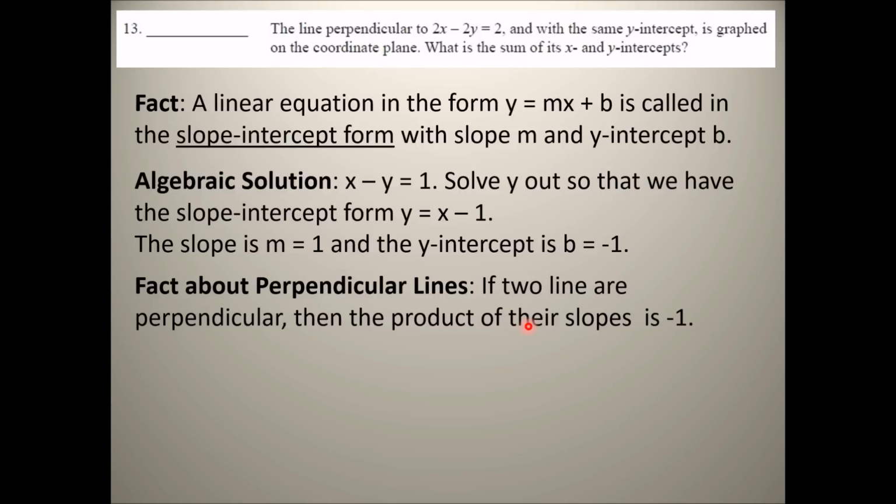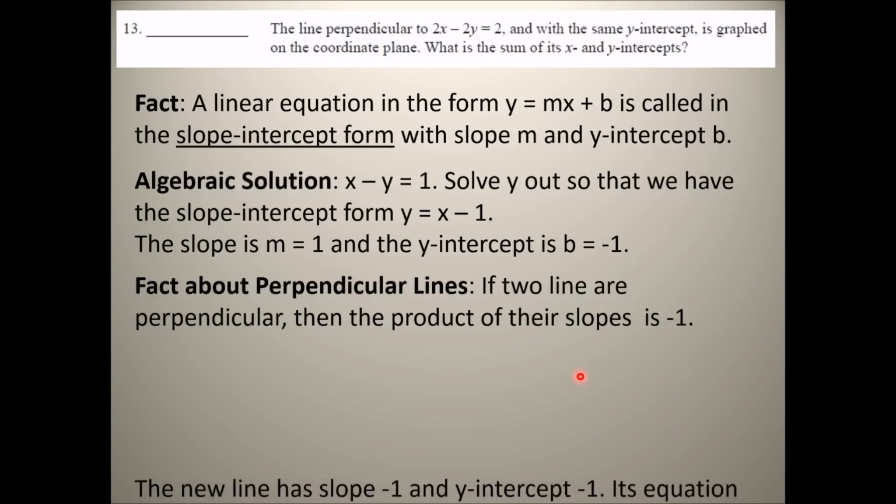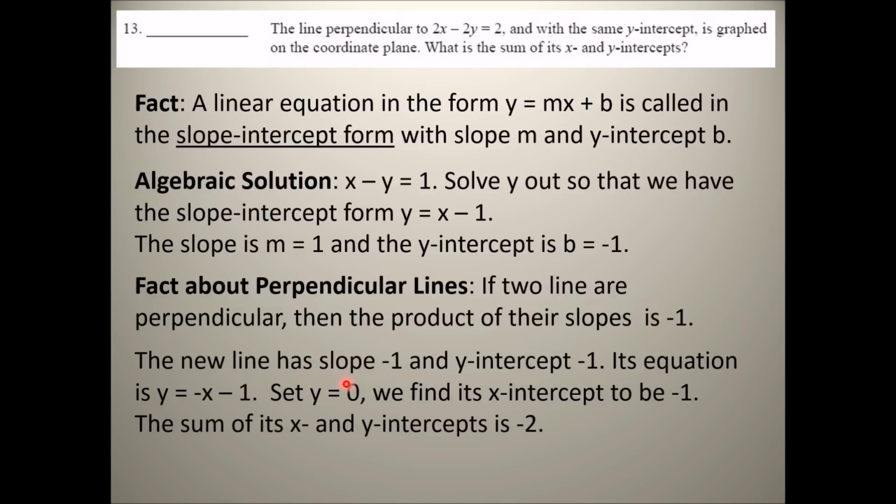So with perpendicular lines, if the two lines are perpendicular, then the product of their slopes is negative 1. So the new line should have a slope of negative 1 and a y-intercept of negative 1, sorry. So that means its equation is y equals negative x minus 1. If you set y as 0, we find that its x-intercept is negative 1, and so the sum of those two intercepts for the new line is negative 2.